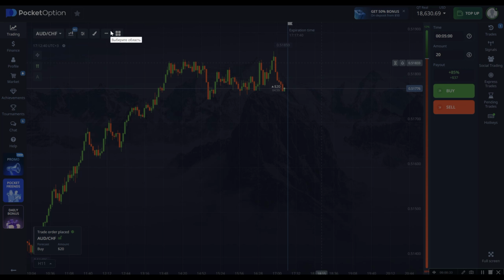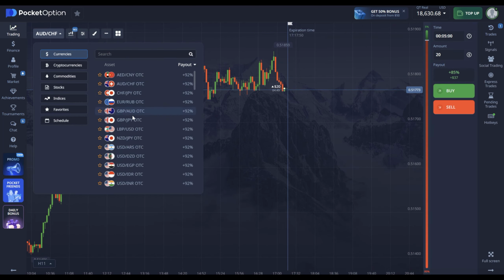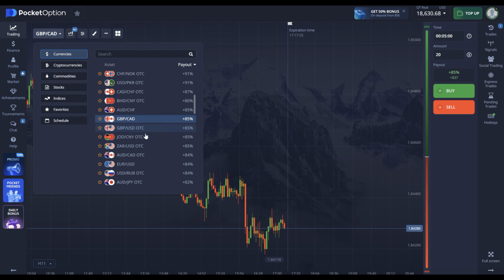We have a sideways channel here. The price is currently moving sideways, and at this moment, I'm opening a trade from the lower boundary of the sideways channel. There's a reasonable chance that the sideways channel will continue for some time, and as a result, the trade could potentially close in profit.